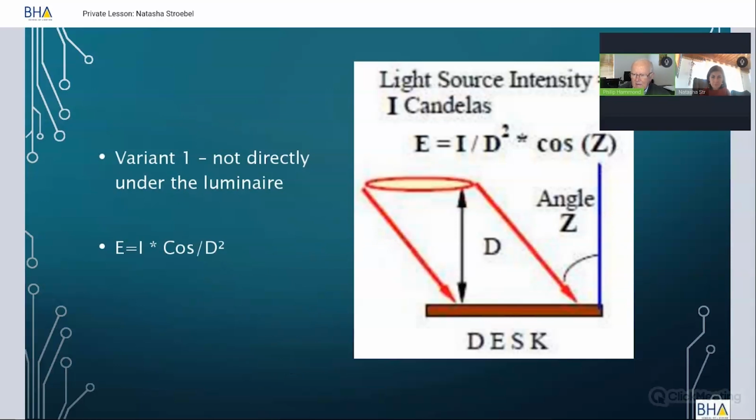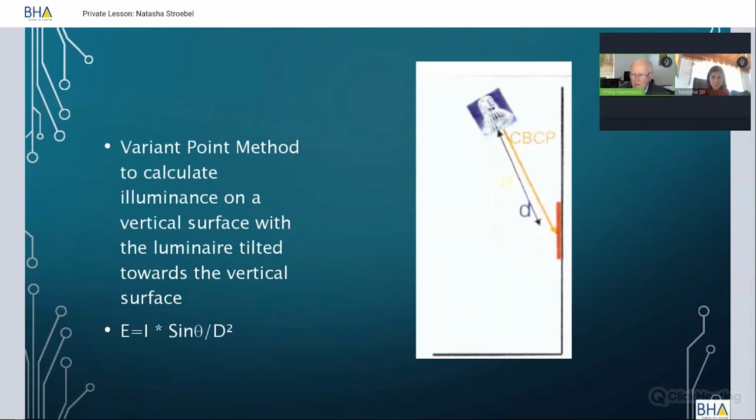All right. Let's look at the other one. Then I'll tell you how we get these things. This is the other variant. We want to shine the light onto this painting.